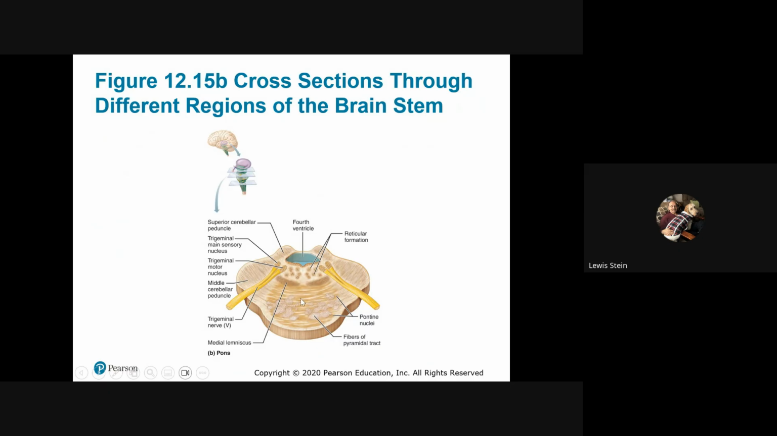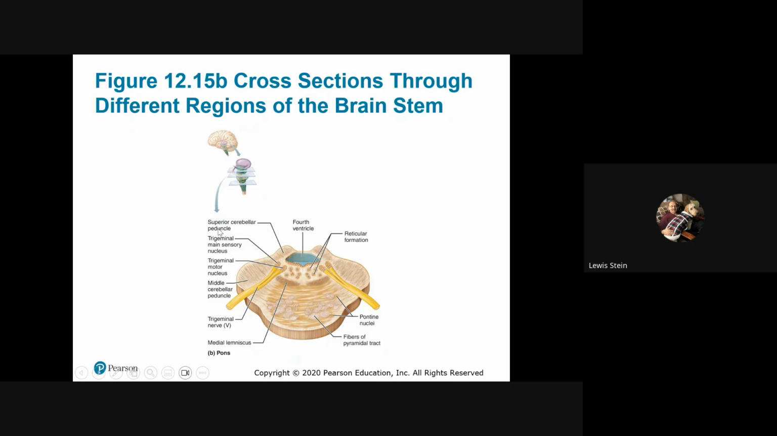Again, lots and lots of fibers are in this area, scattered with nuclei. Here's the giant trigeminal. Here's some of that reticular formation for arousal. And you can see the relatively large fourth ventricle. It's a very interesting area. We're not going to get into all the other things that are associated with it, though. In a more advanced or graduate anatomy course, certainly would.